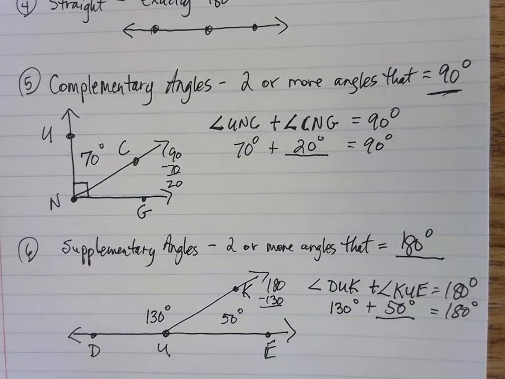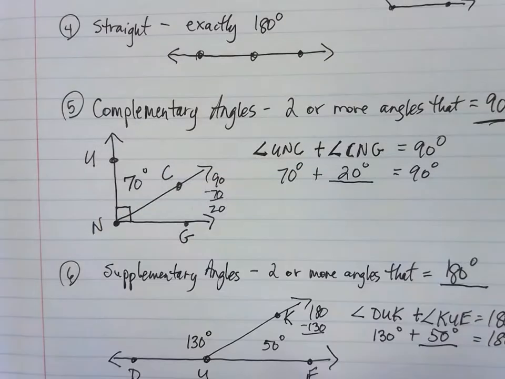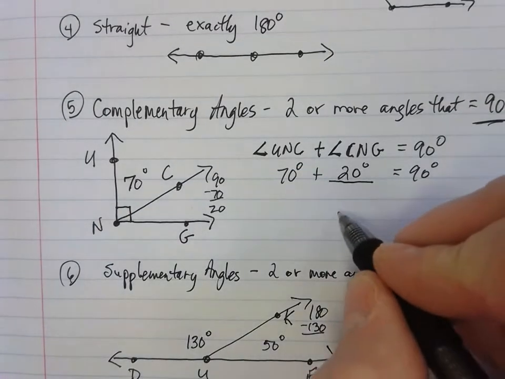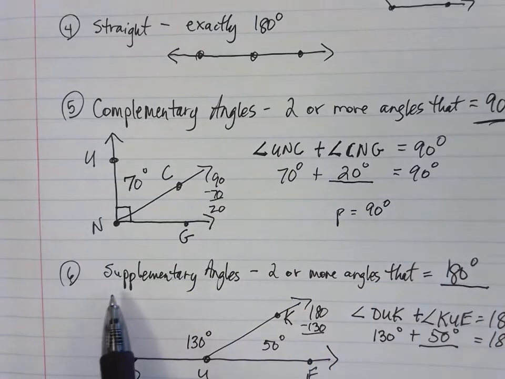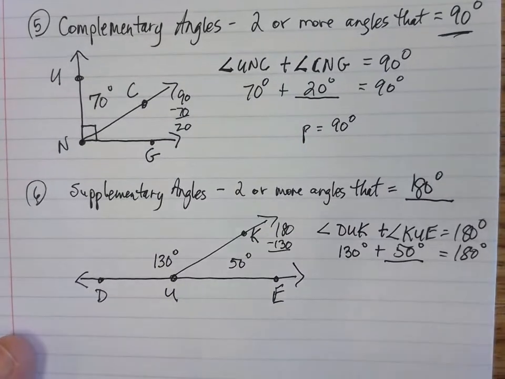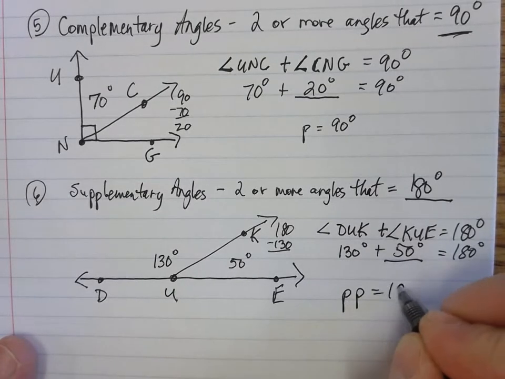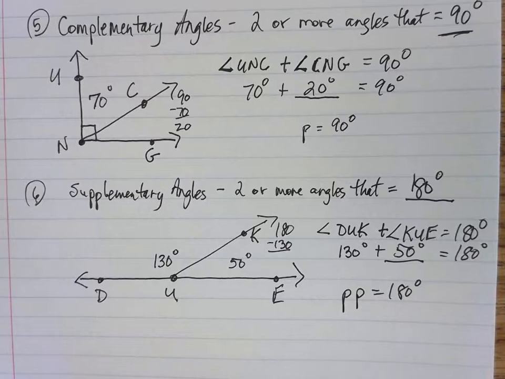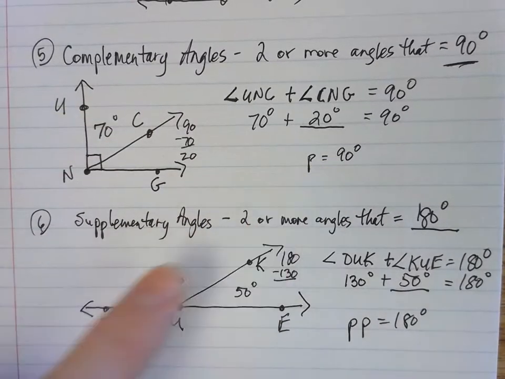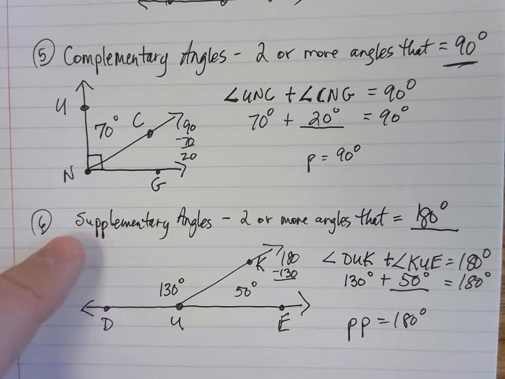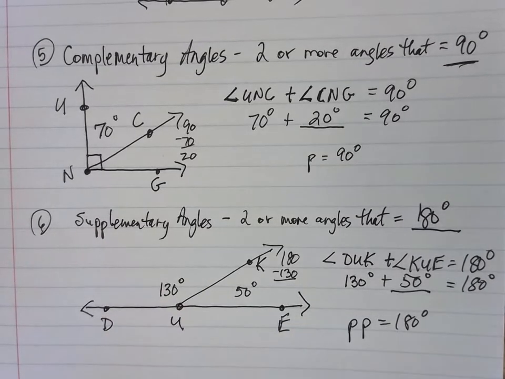Now, here's another little helpful hint that might help you remember the difference. You can see that complementaries got one p, so one p equals 90. Supplementaries got two p's, so that would be 90 and 90. So p and p, that's 90 plus 90, is 180. So there's maybe a way that might help you remember it. One p is 90, two p's is 180. All right, so there you go.